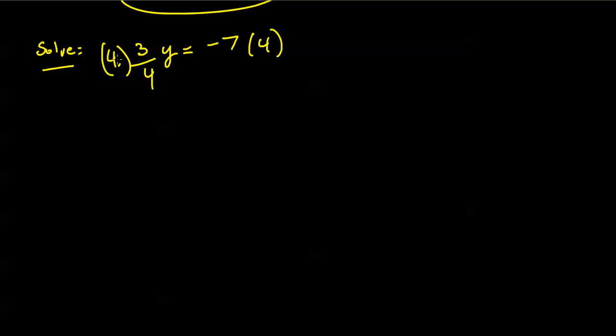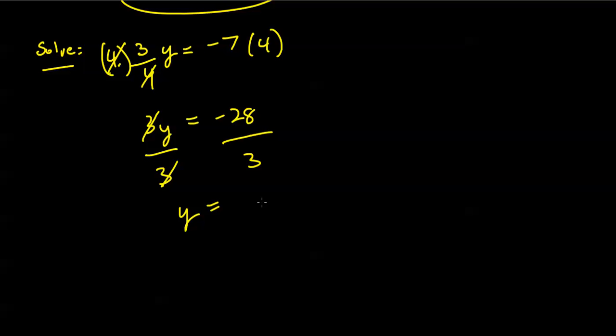4 times 3/4 on the left-hand side, the 4's cross-cancel, and I get 3y equals, on the right, minus 7 times 4 is minus 28. So 3y equals minus 28. My goal is to solve for y, so I'll divide both sides by 3. The 3's cancel out on the left then, and I get a final answer of y equals minus 28/3.